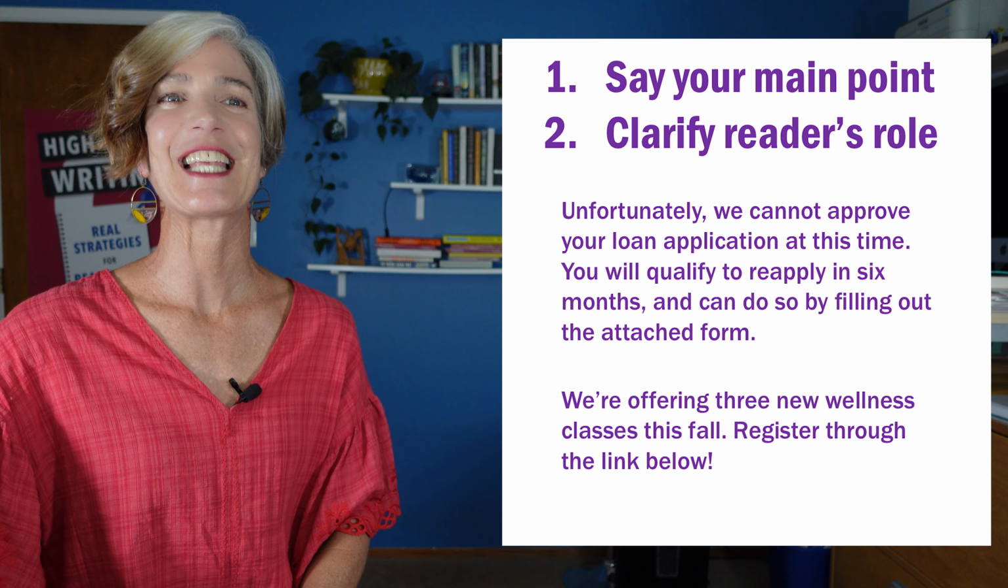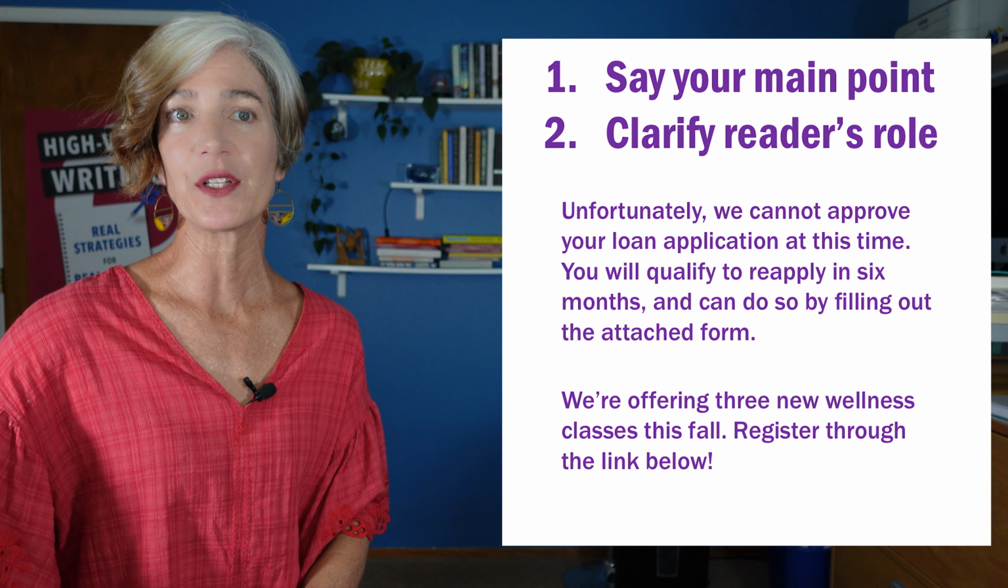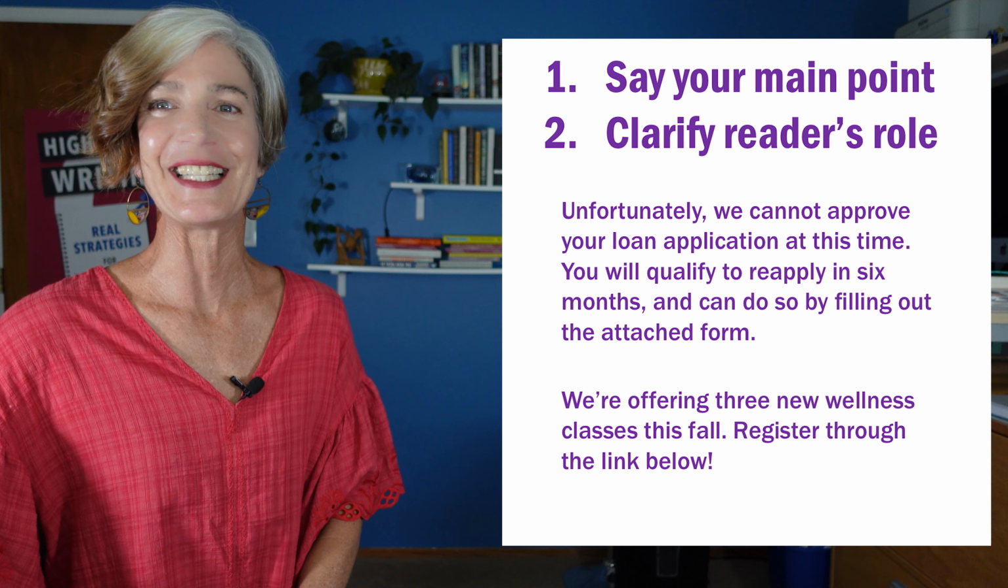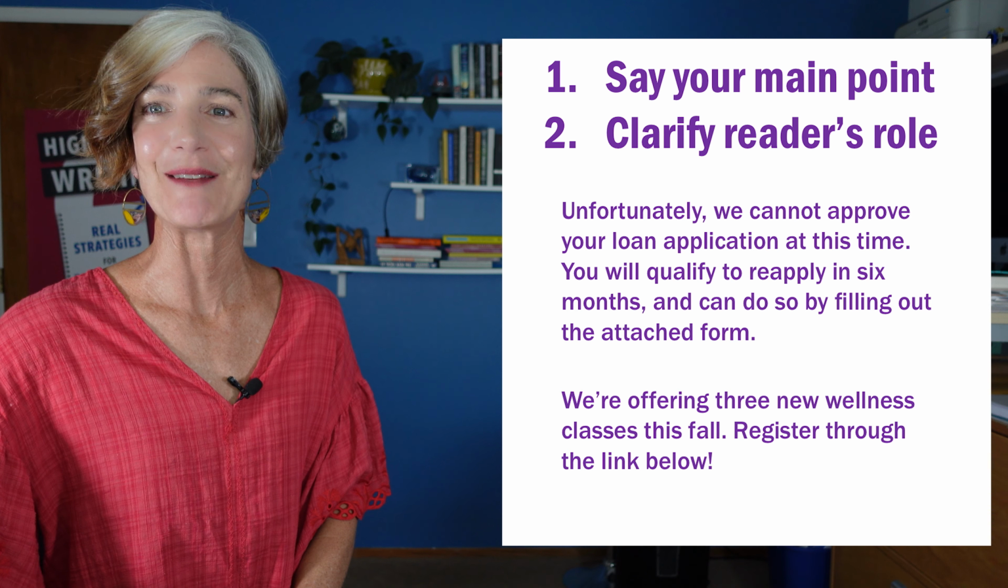Okay, one more quick example. We're offering 3 new wellness classes this fall. Register through the link below. That's probably all you need to put in that particular post or email. All right, so 2 quick ways to make sure your reader's not confused. Say your main point real clearly, probably with 5 W's and really soon in your email, document, or post. And make sure you clarify their role too.